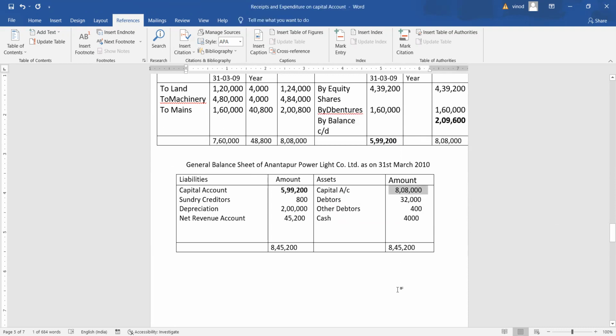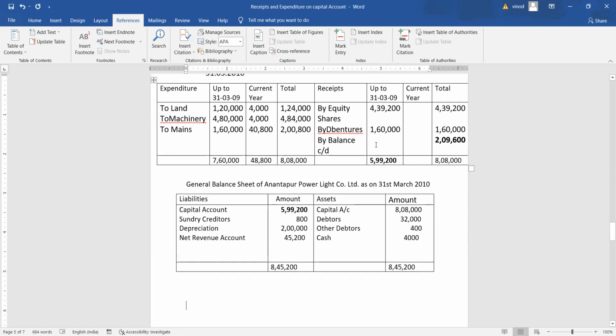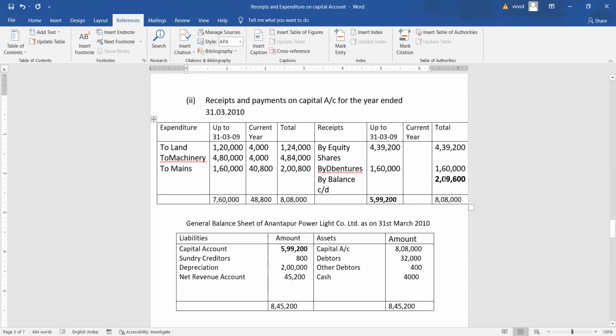You may get a doubt, sir: in the previous account, we have already taken the balance. That is the reason I am telling. We may write it; you should find the balance up to that account. But while we are writing in the general balance sheet, we should write the receipts amount on the liability side, and expenditure amount on the asset side. This is the procedure you have to write.